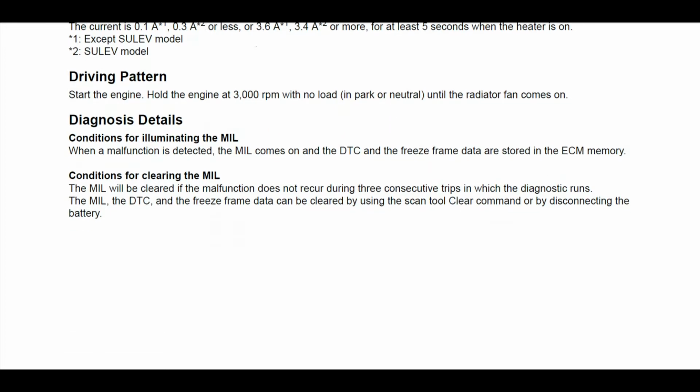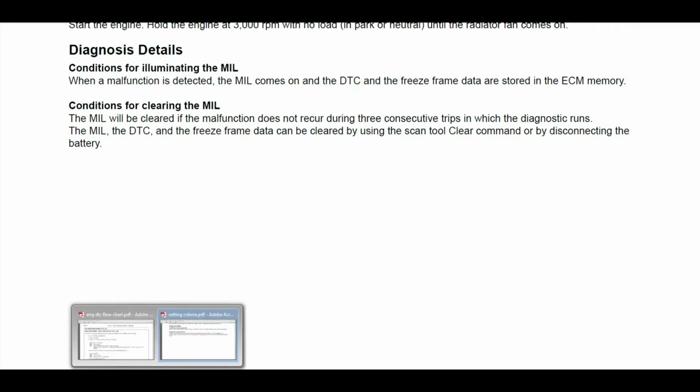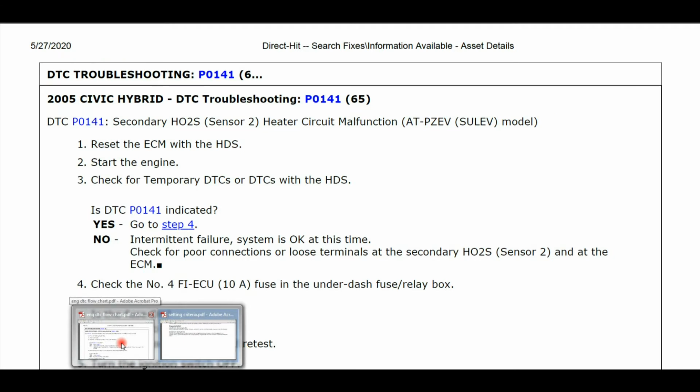What else we have here? Condition for clearing the DTC. The malfunction does not reoccur during 3 consecutive trips. So that is why we substitute the sensor, the heater portion. Okay, let me see what else we have here.